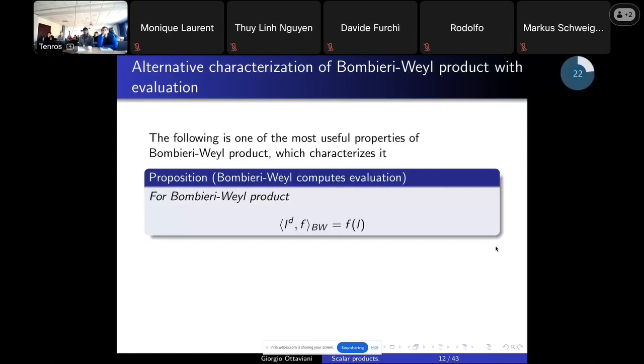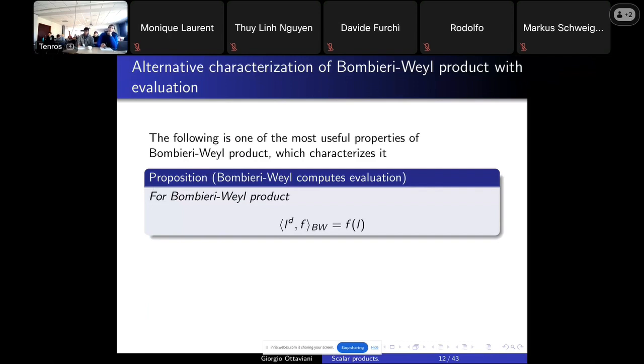And there is a complete alternative characterization of the Bombieri-Weyl product, which is given by another formula. You see what happens when you apply the product of any polynomial with a rank 1, so with the power of L. And this was taken as an important property by Bernard, that it's evaluation. So you evaluate F at L.